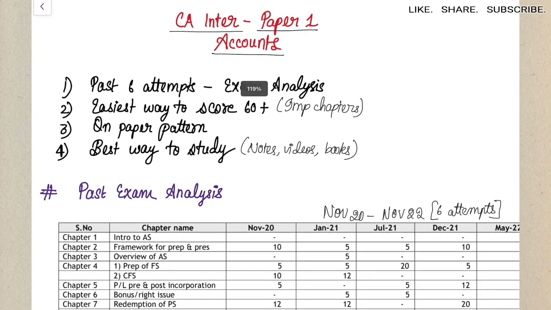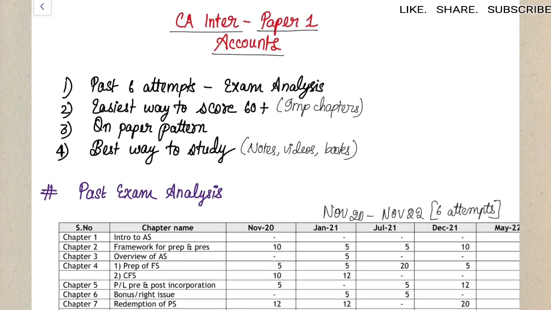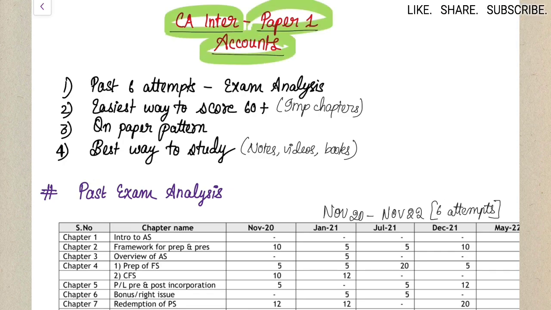As you would have read in the title, the most awaited video is here. In this video, we are going to discuss CA Intermediate Paper 1 Accounts Strategy. So how do you have to prepare for your accounts? How do you have to best prepare your accounts so you are easily able to score 60 plus in the examination is what we are going to discuss today, right?